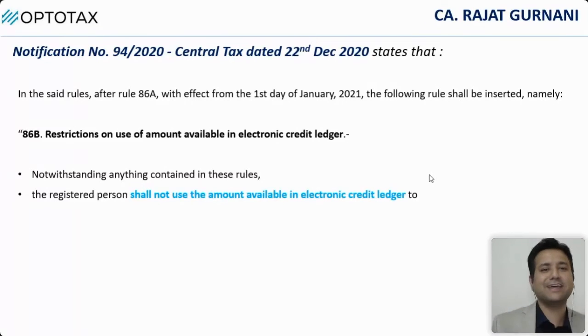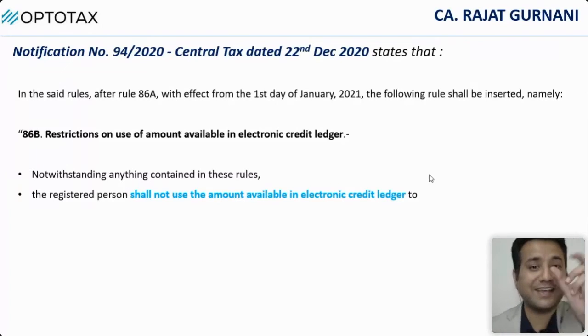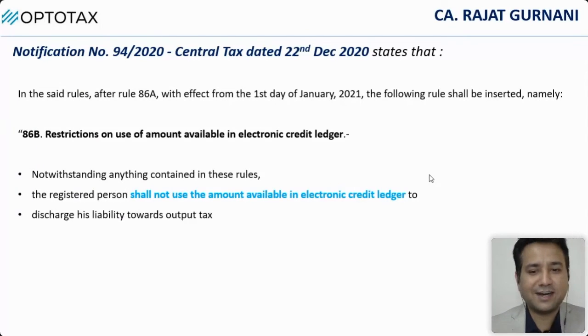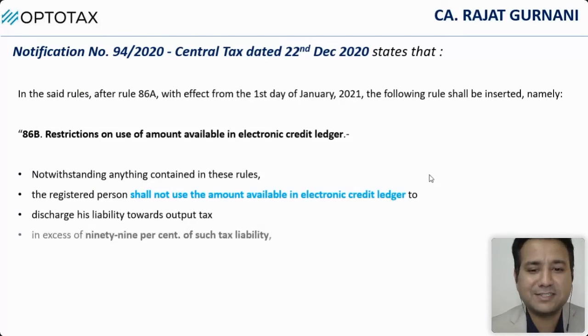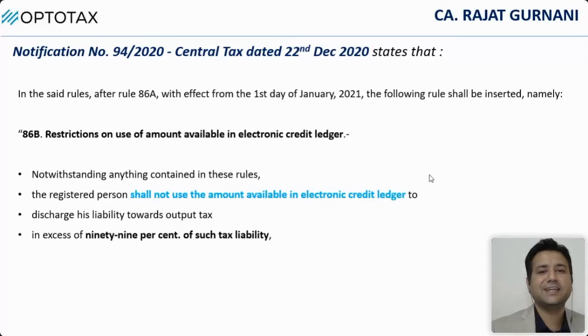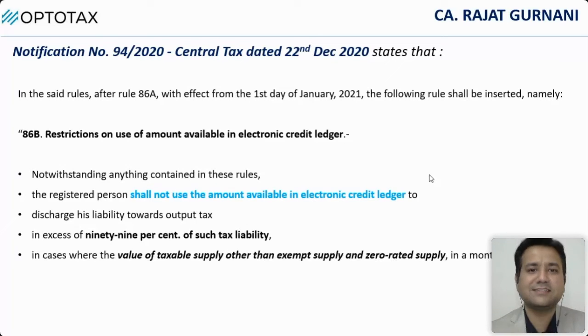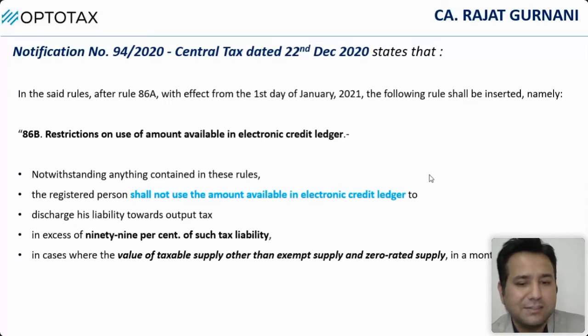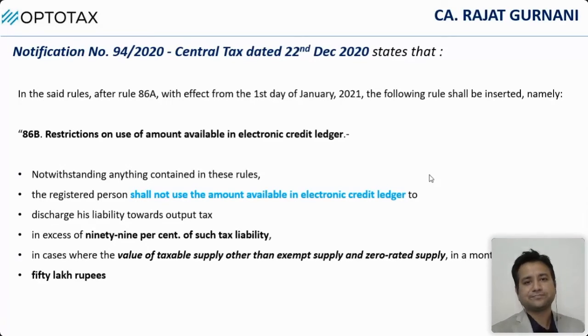I have the amount, yet I cannot use it. 'Shall' is written there. To discharge his liability towards output tax in excess of 99% of such tax liability, in cases where the value of taxable supplies other than exempt supply and zero rated supply in the month exceeds 50 lakh rupees.